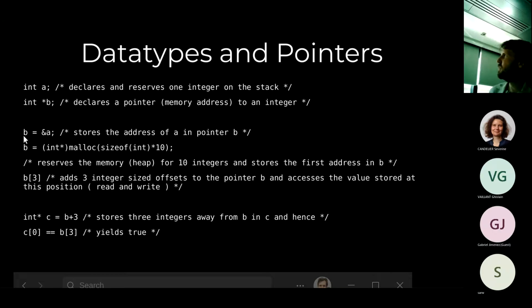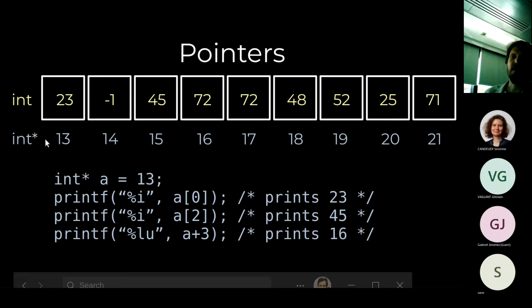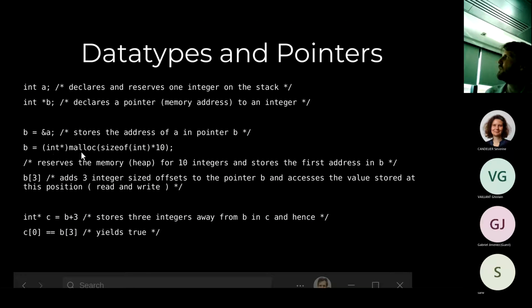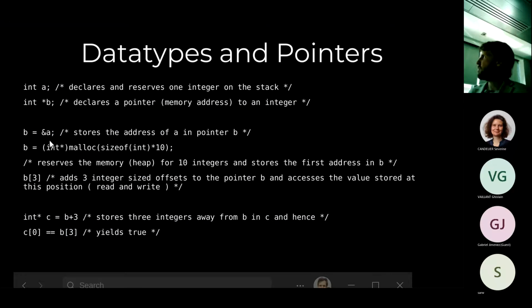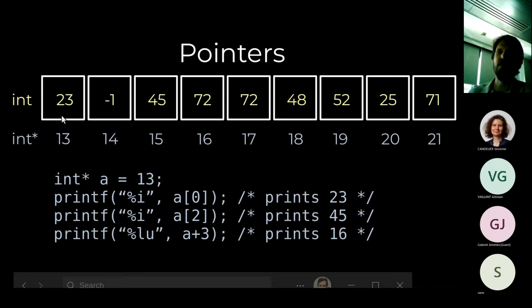Yeah? So if you have this here, what you do is take a pointer, and it allocates you 10 integer values on the so-called heap. So in memory you reserve the space for 10 integer values and you get back a pointer, the first address here. And then if you want to write or read from the third position, you do B[3], and because you have 10 values, you get over here and you get your value that you can store or read there.